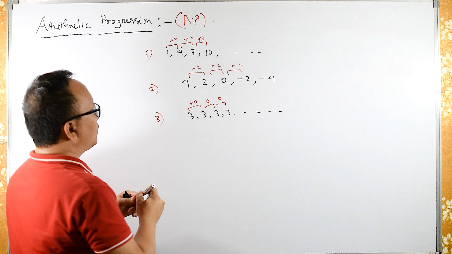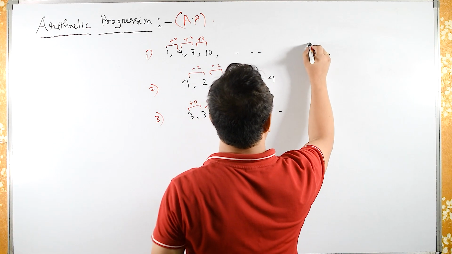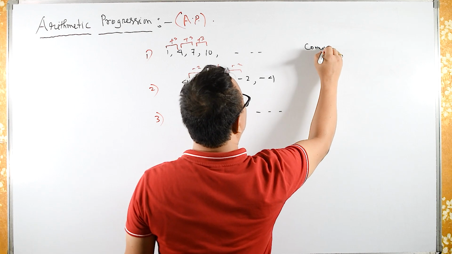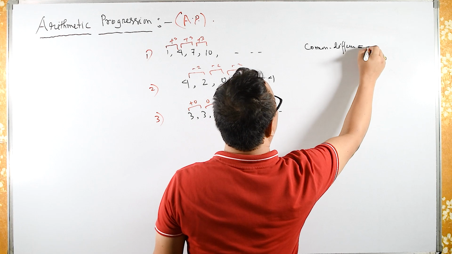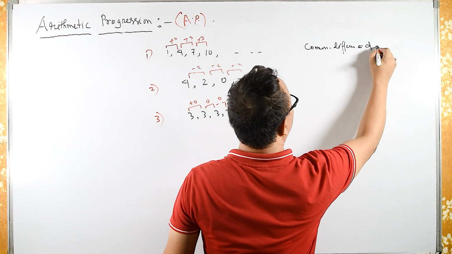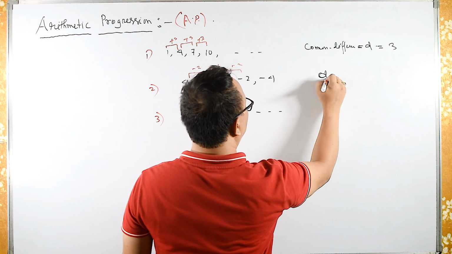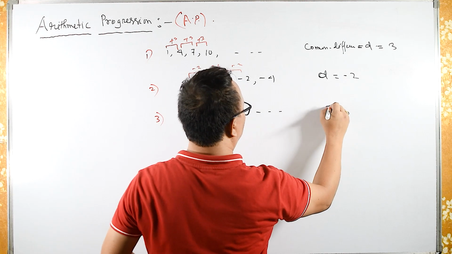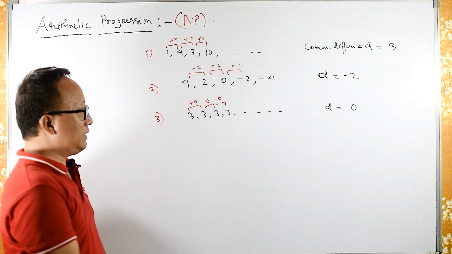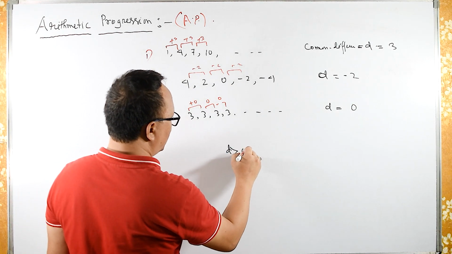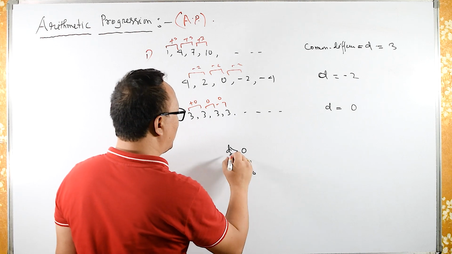This difference is what we call the common difference, or we can say D. Here the common difference is 3. Here D is minus 2, and here D is equal to 0. For an arithmetic progression, the common difference may be greater than 0, less than 0, or equal to 0.